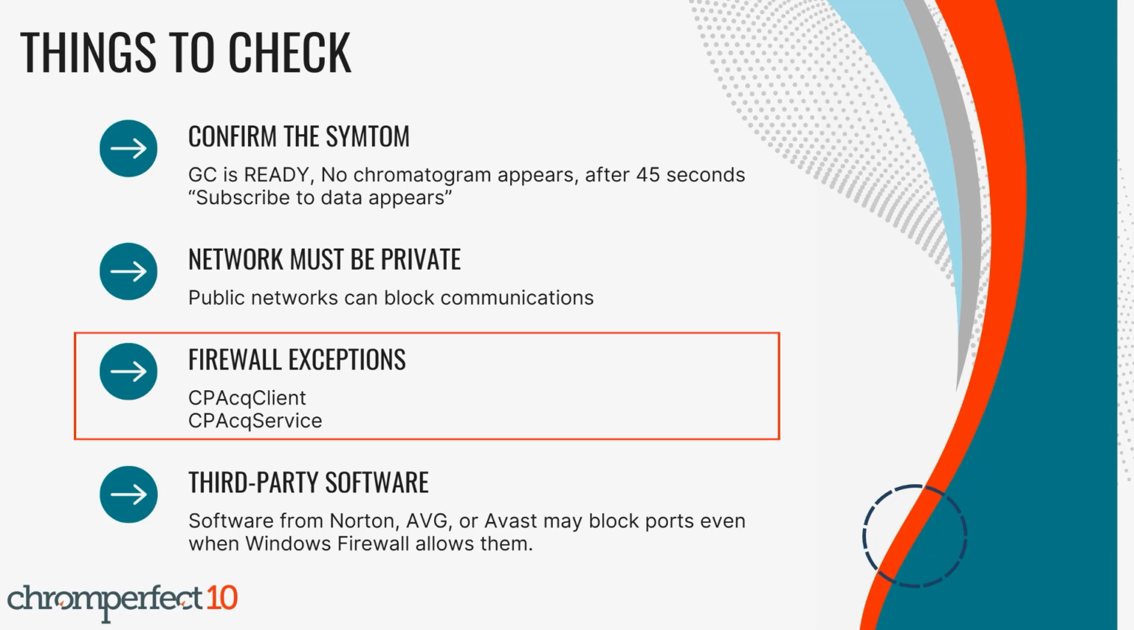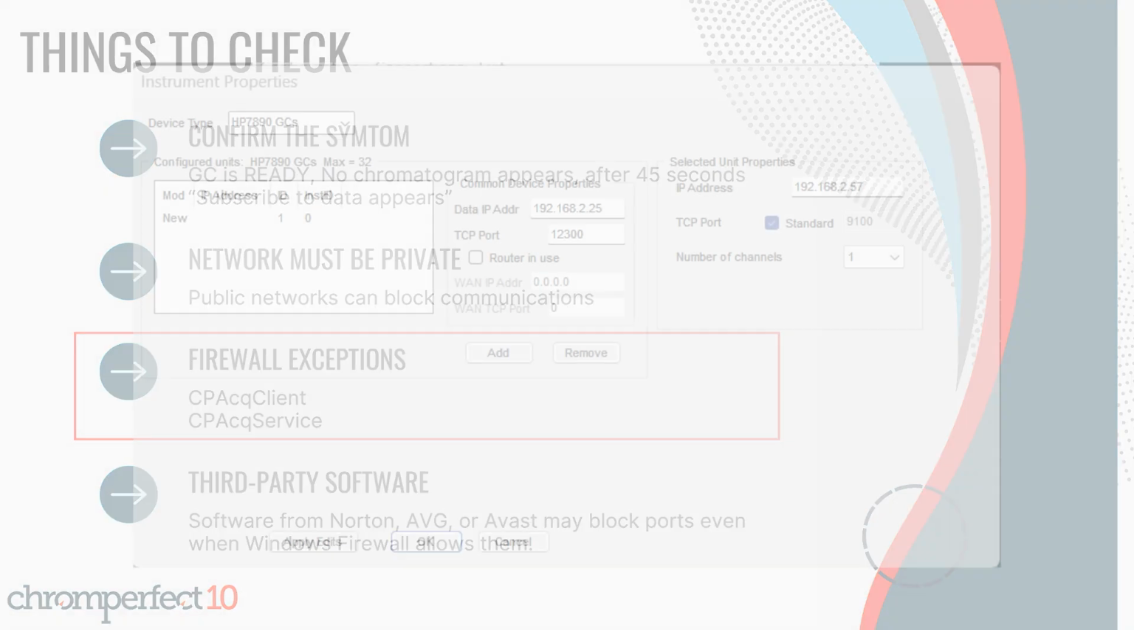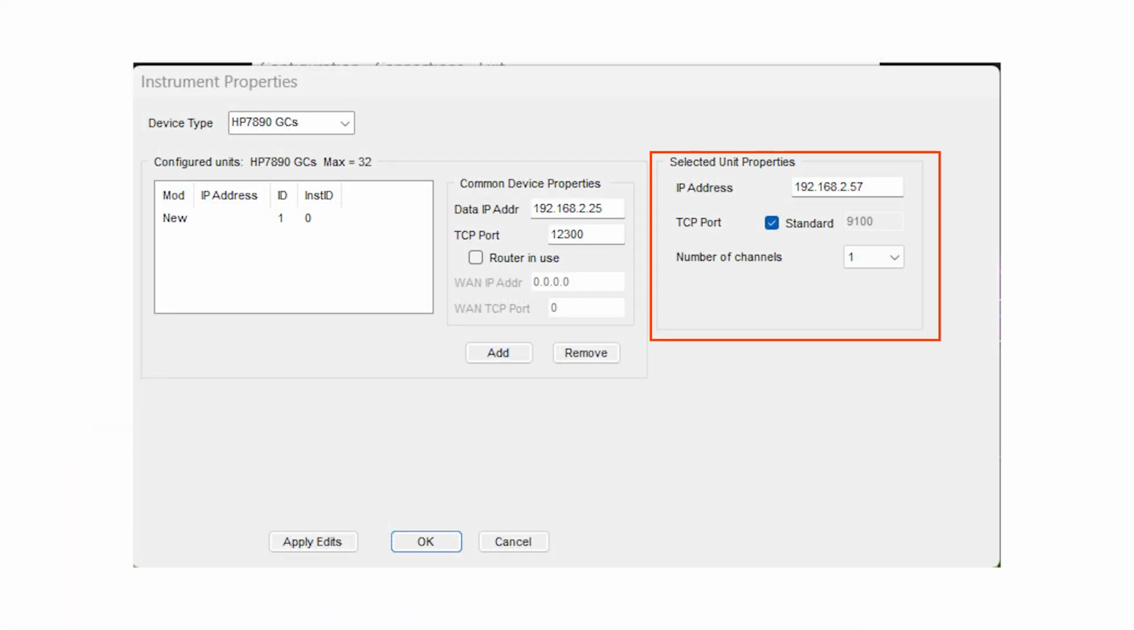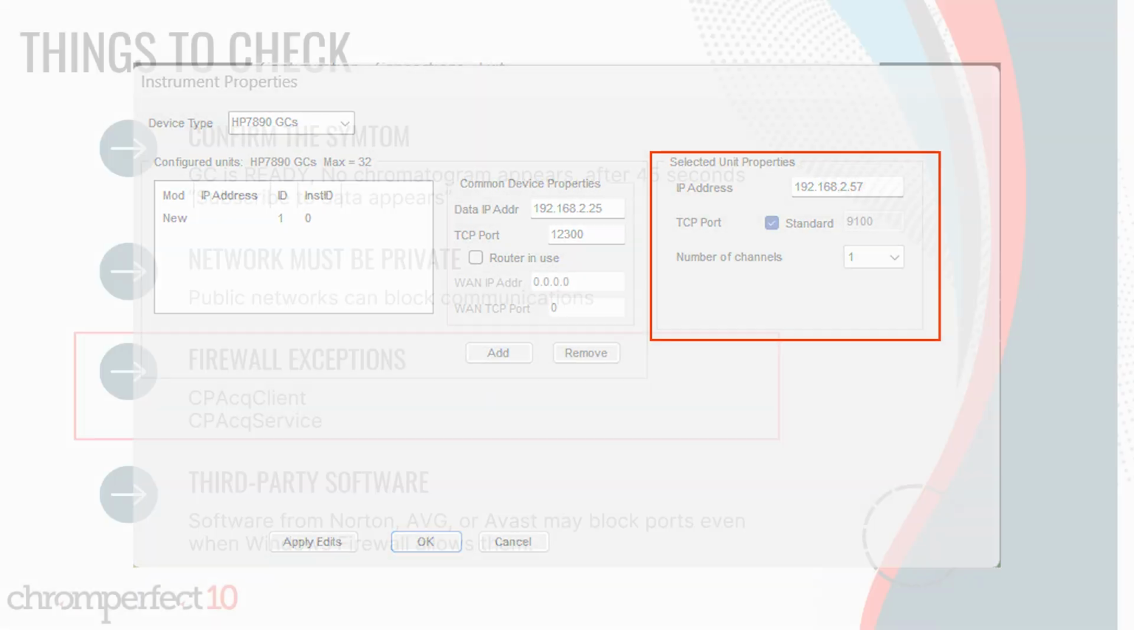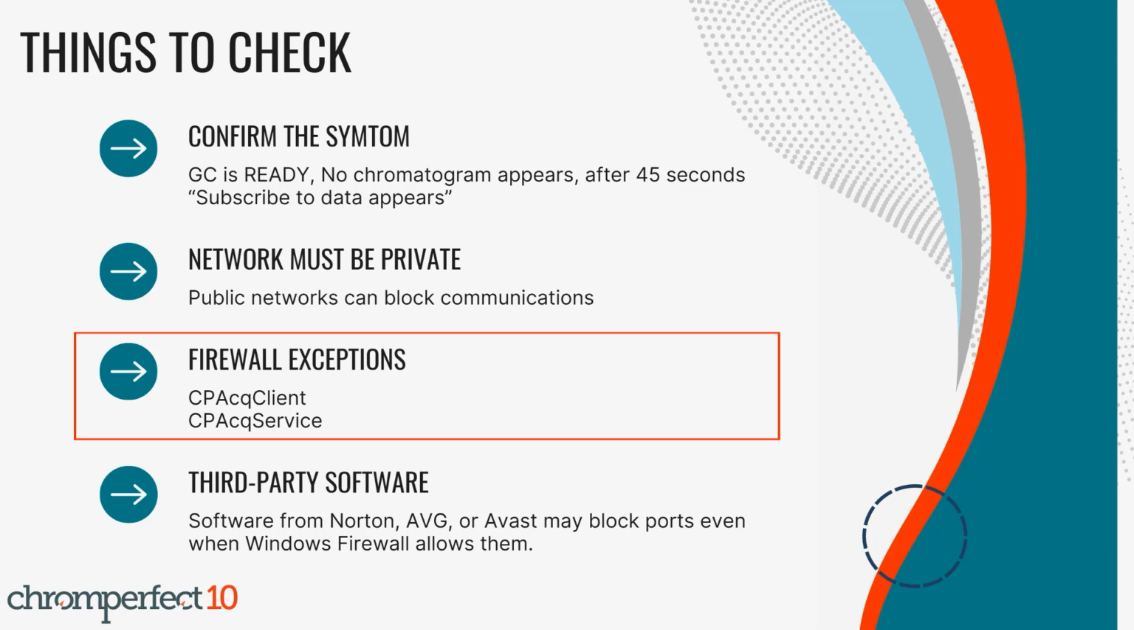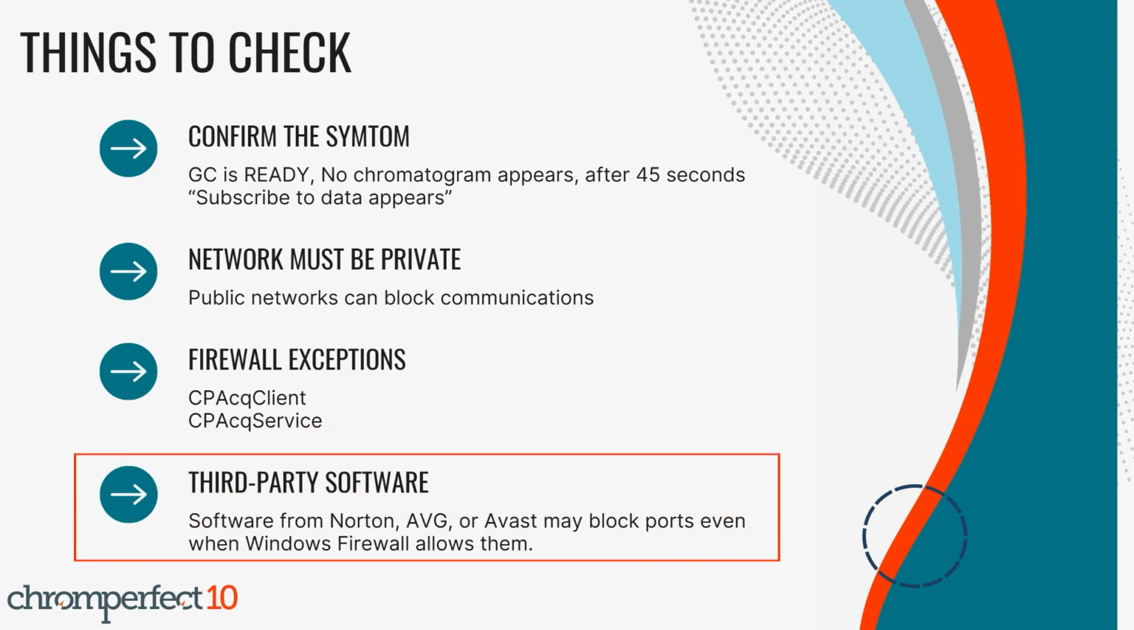Retest Chromperfect. If you still see the error, your data port may be blocked by a stricter firewall policy. You will need the Chromperfect data port number configured for your instrument. If you do not know it, ask IT or check your instrument setup dialog in Chromperfect. Create inbound and outbound rules for that port in Windows Defender Firewall with advanced security. Retest Chromperfect.